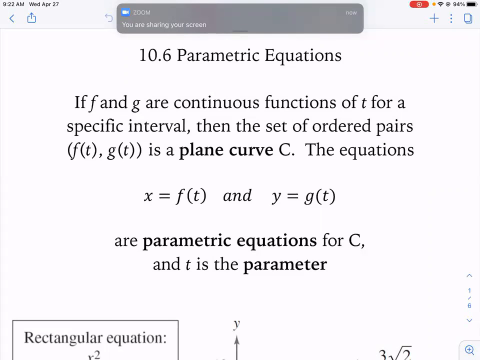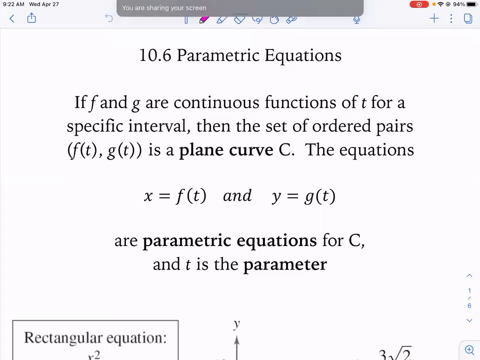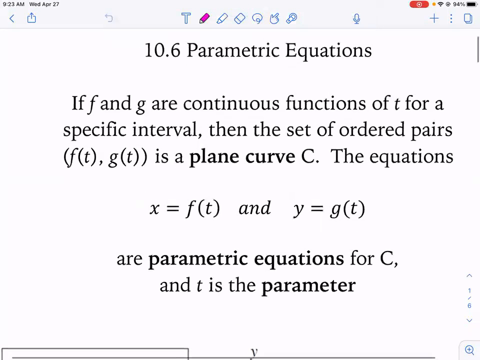Okay, so today we're going to talk about parametric equations, and we're kind of going backwards. It's fine. We're going back to 10.6, but I think it's actually going to be helpful. So parametric equations is a set of equations that involves a parameter.